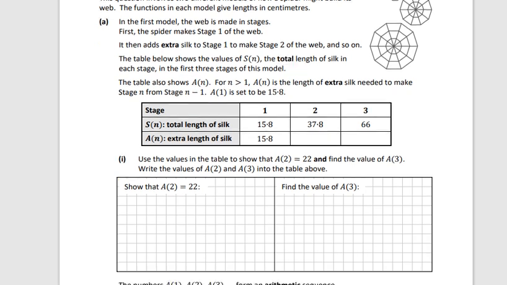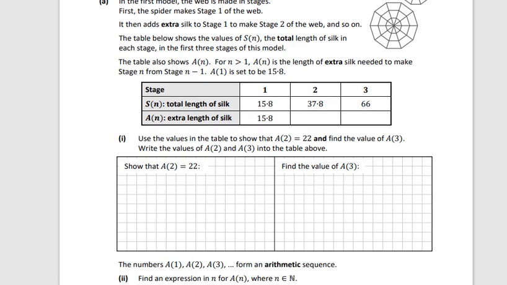Hi folks, this is question 7. It looks complicated here. All that's really happening is it uses this much silk to make its first web, and therefore it uses this much to make its second web. So to get how much extra it uses, we just have to do 37.8 take away 15.8. That gives 22. So it uses 22 extra.